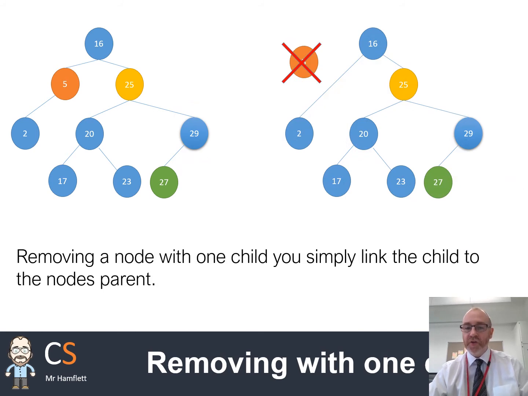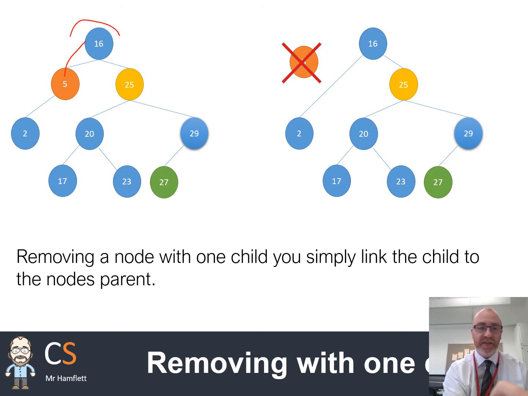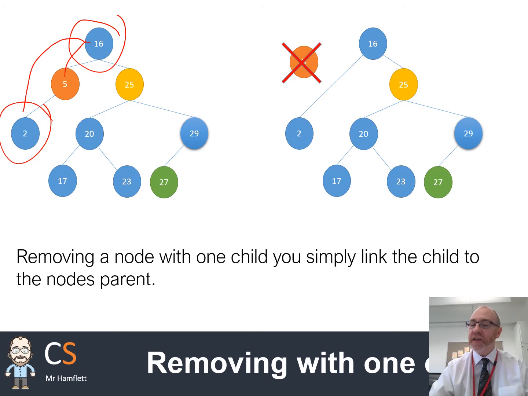When you have 1 child, you simply link the child to the node's parent. As I said before, we have 5, we look at its parent, which is 16, we look at its child, which is 2, and then we make 16's child to be 2. The same would happen for the right node as well. If it happened to be 1 child, but this time on the right, we do exactly the same thing. We look at its child, and then we link that back up.